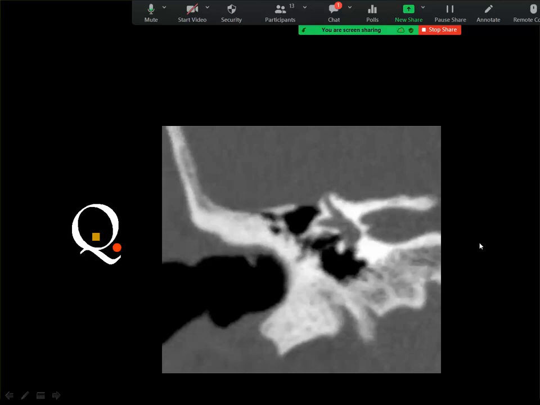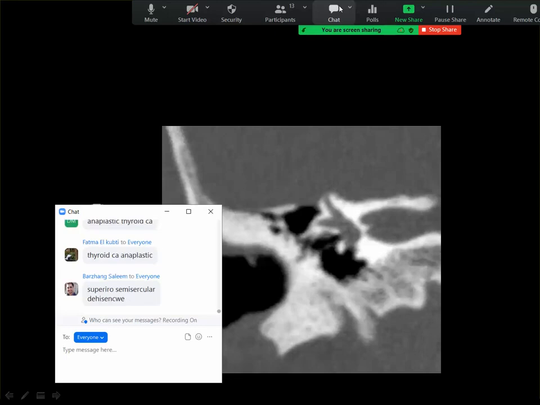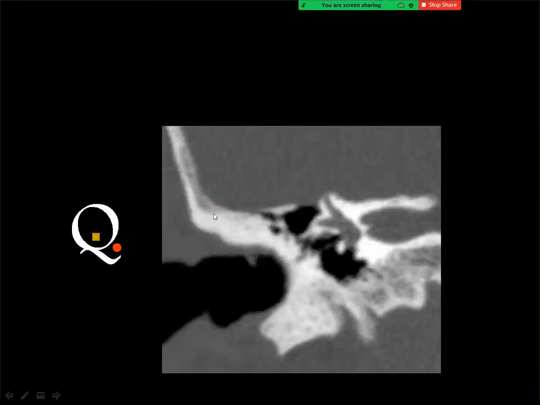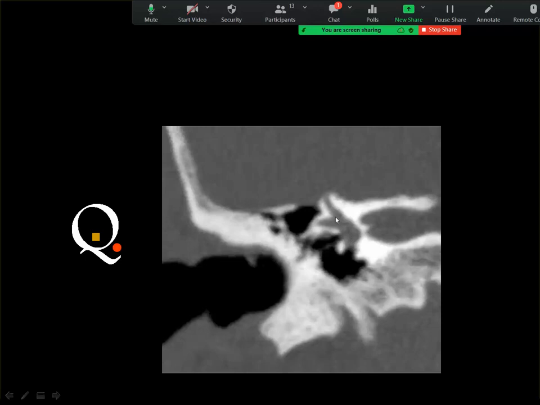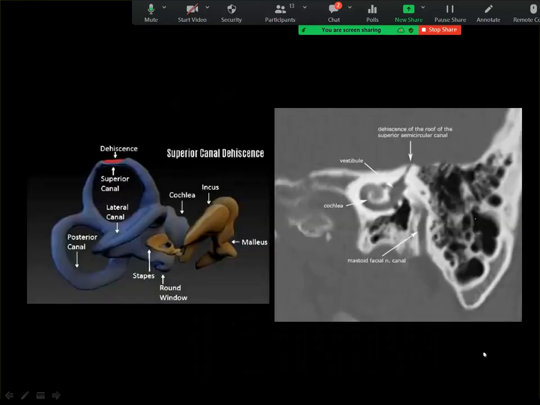And this is a CT of the petrous bone. Yes, very good. This is superior semicircular canal dehiscence syndrome. You see that the bony margin covering the superior semicircular canal is not present. This is the lateral semicircular canal, and this is the facial nerve, of course. The arrow points to the facial nerve, which is crossing below the lateral semicircular canal.